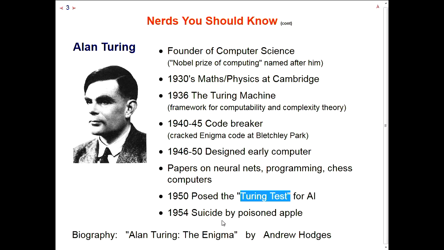And lastly, this is rather sad, he committed suicide by biting into a poisoned apple in 1954 at a fairly young age. He would most likely have developed many more foundational theories for computer science if he hadn't committed suicide. Now, most of this I took from the biography mentioned here, and if you're really interested in reading more about Alan Turing, I can highly recommend that biography.